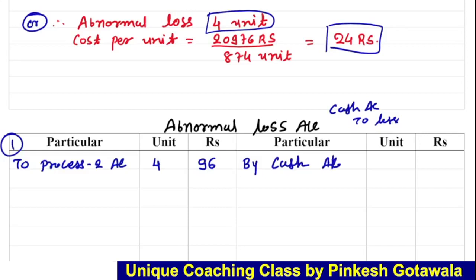Clear this effect? So remember only 2 effects will come in abnormal loss. First, transfer from the process. Second, we should sell this.